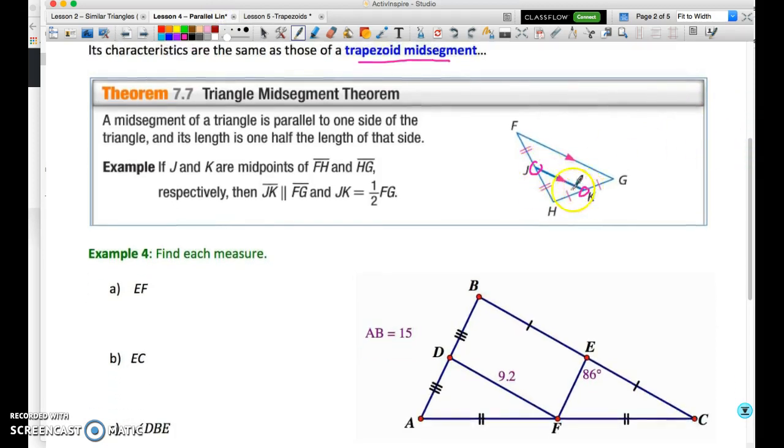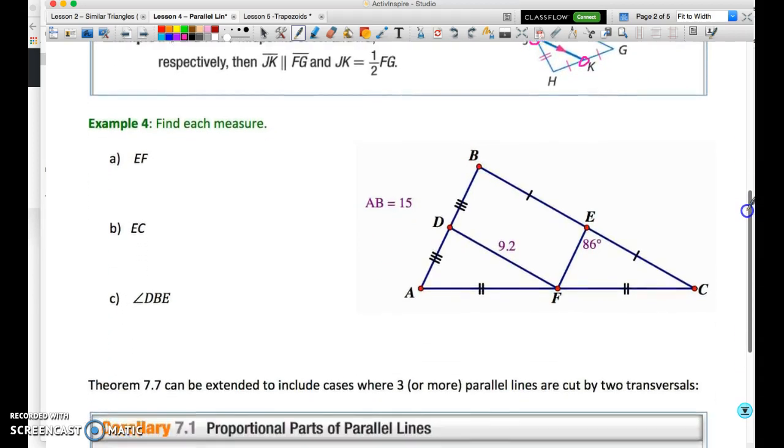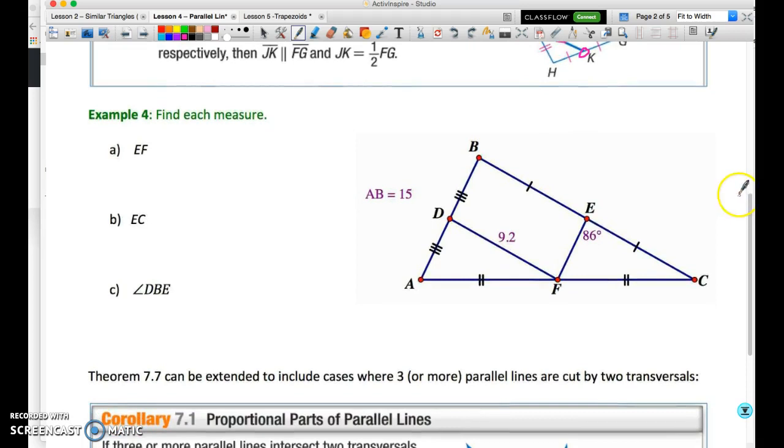The line segment joining the midpoints of two sides of a triangle is parallel to the third side and equal to half of it. And so in this particular case, of course, there isn't another side that you could average out the length of, and so JK is just half of FG. Okay, so we're going to go ahead and apply that to example number 4.